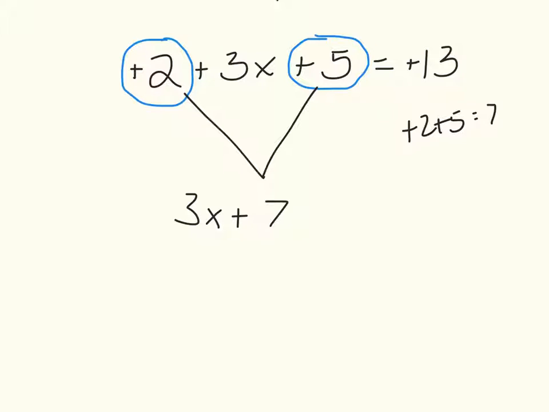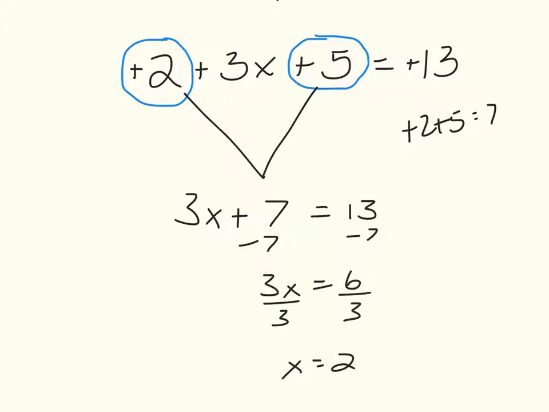Notice, please, that I put the x's, the things with letters, in front of my numbers that don't have letters. So my variables came before my constants. That is part of putting the problem into standard form, or the most regular format that lets us solve it easily. The equals 13 can come on down, and from there this is a very simple problem. Minus 7, 3x equals 6. Divide both sides by 3, x equals 2.